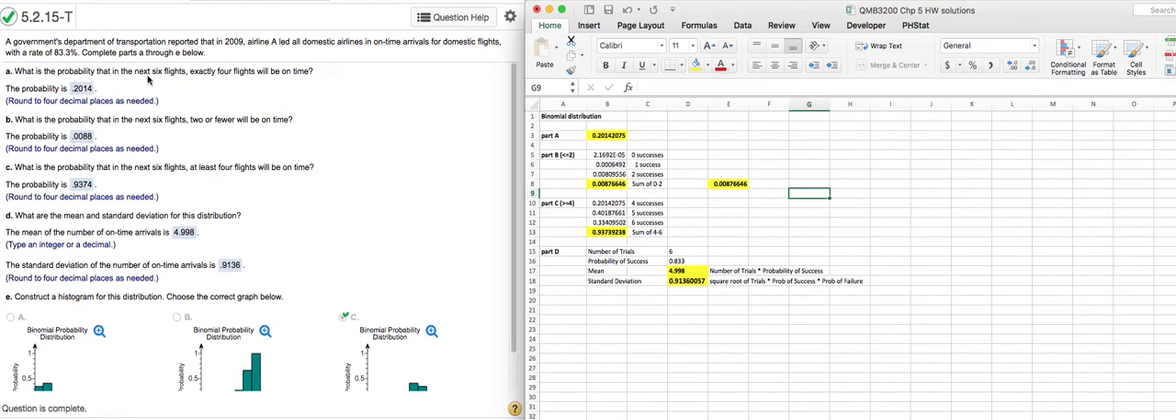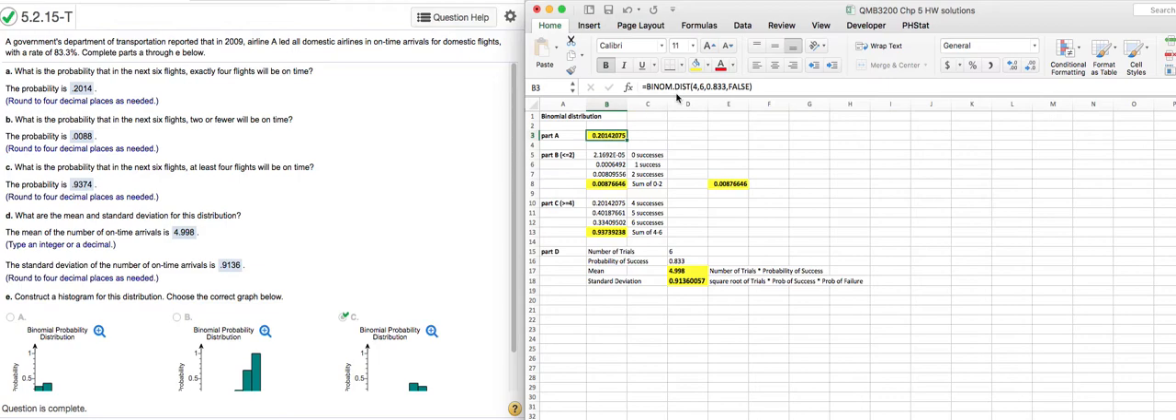5.2.15, and this is a binomial distribution, and we've got essentially an airline that is looking at on-time arrivals, and they've got a historical probability or a historical success rate of 83.3%. And we are looking at the next 6 flights, and we want to know, in the case of part A, exactly 4 flights, what the probability of exactly 4 flights being on time will be. So here we just use Excel with the binomial distribution function.